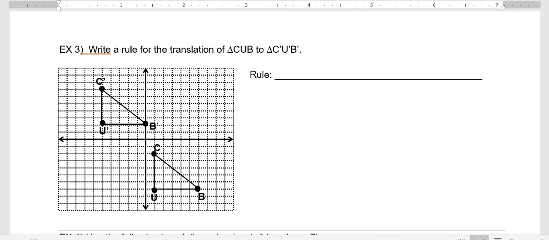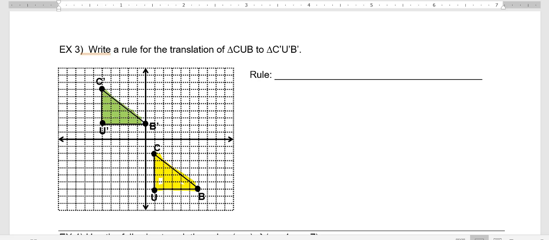All right, next up, I'm writing my rule for my translation from my triangle CUB, my pre-image to my image of C prime, U prime, B prime. So looking at the pre-image and then the image, there's no shift, there's no rotation, there's no change in orientation. We're simply just taking that figure, the initial, and moving it.